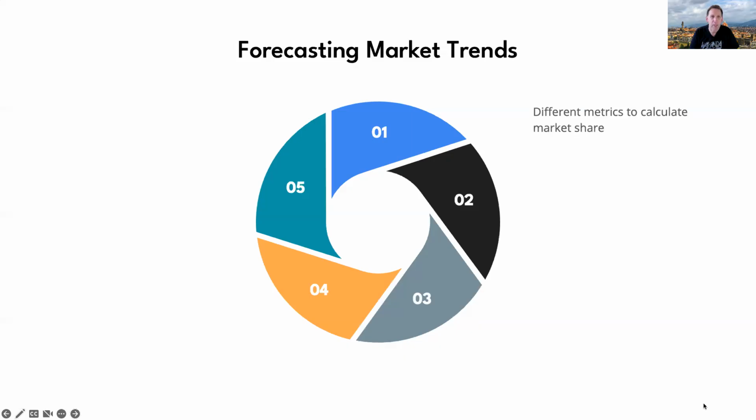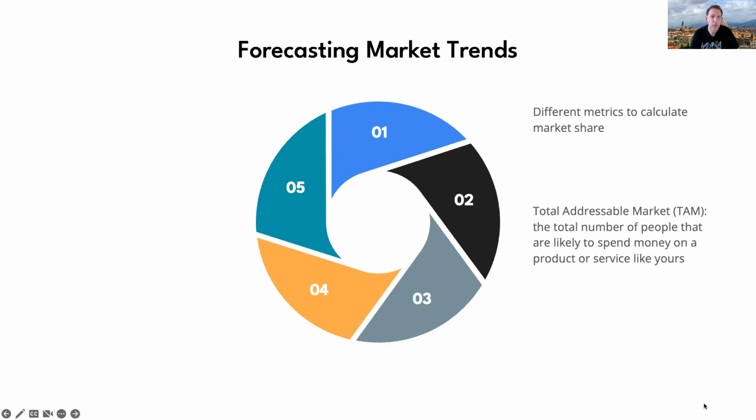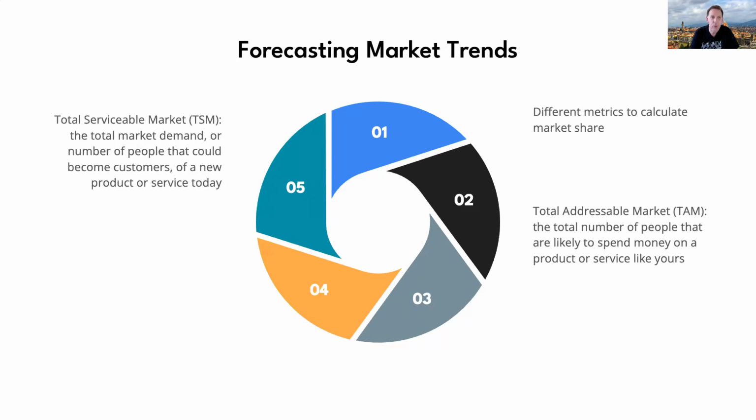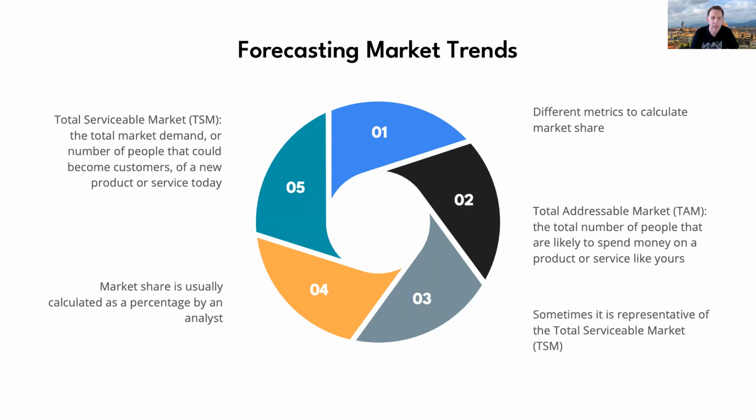When it comes to forecasting market trends, there are different metrics to calculate market share. There is something called total addressable market, or TAM. This is the total number of people that are likely to spend money on a product or service like yours. Next is the total serviceable market, the TSM. This is the total market demand, or number of people that could become customers of a new product or service today. Market share, as I said, is usually calculated as a percentage, usually by an analyst, and it sometimes is representative of the total serviceable market.